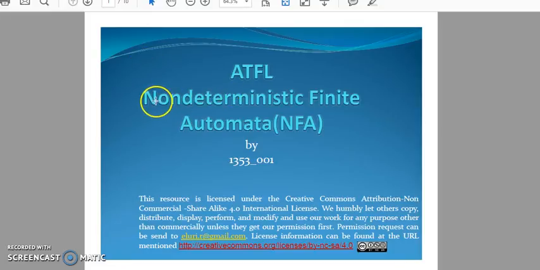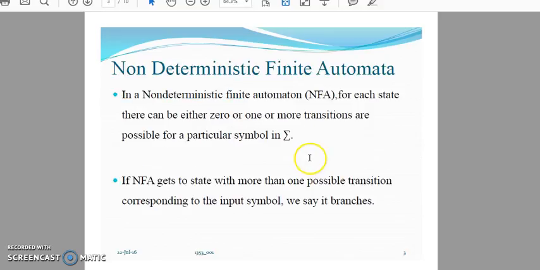Okay, in this video lecture, we are going to deal with the non-deterministic finite automata, which is nothing but NFA. NFA is simply that for each state there can be either 0 or 1 or more transitions possible for a particular symbol in the given sigma.